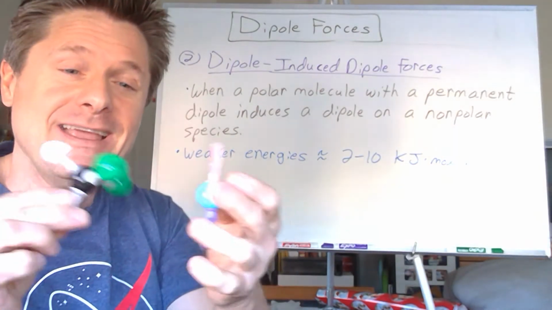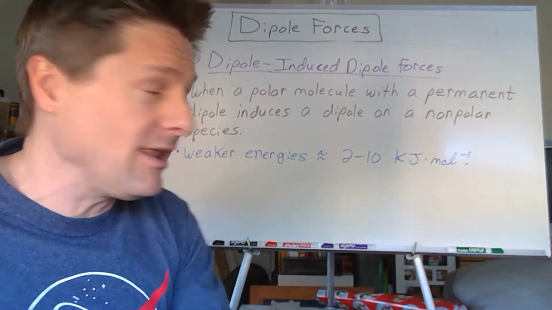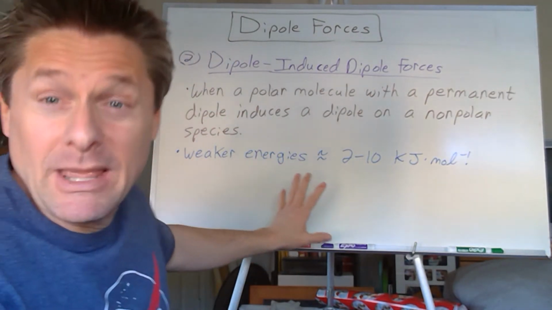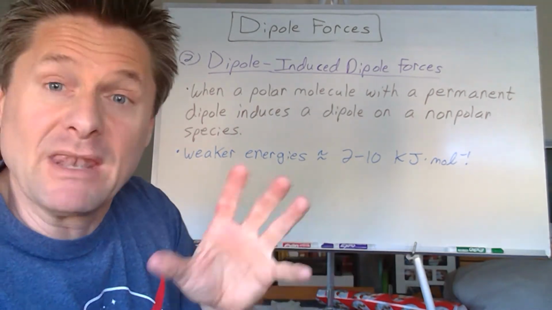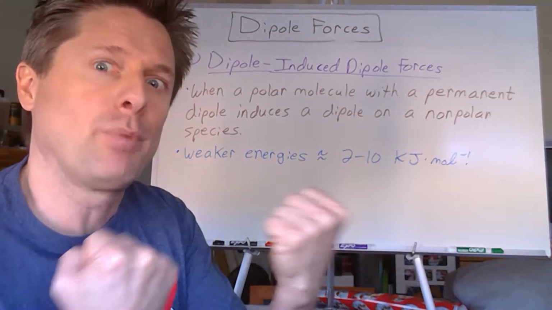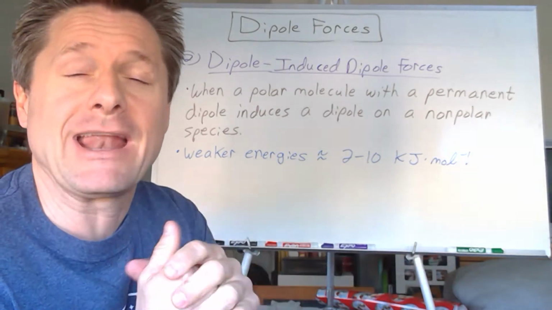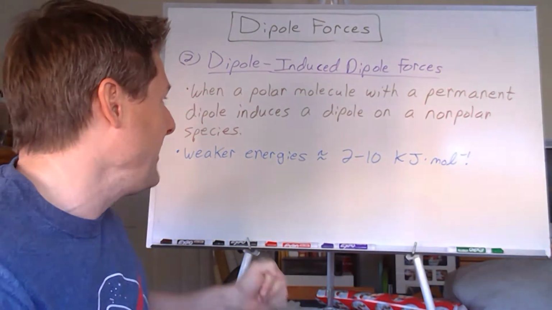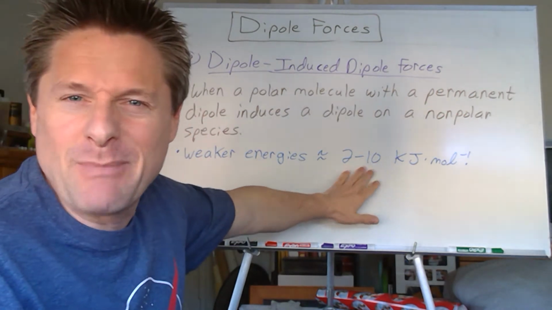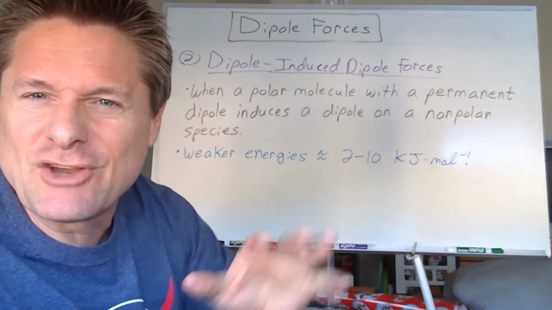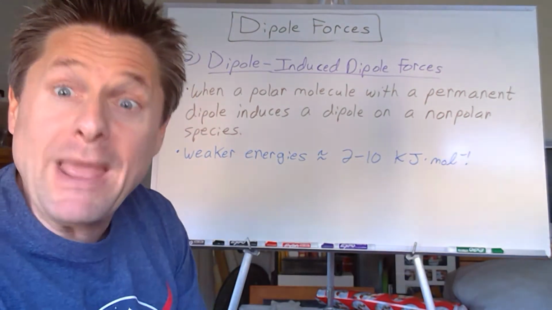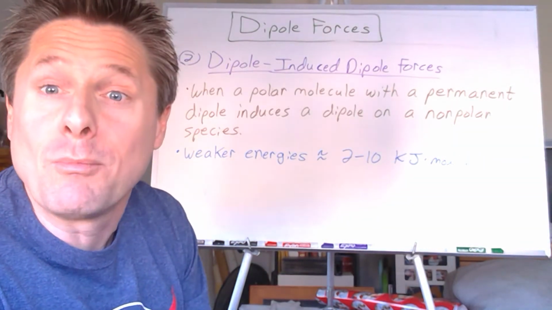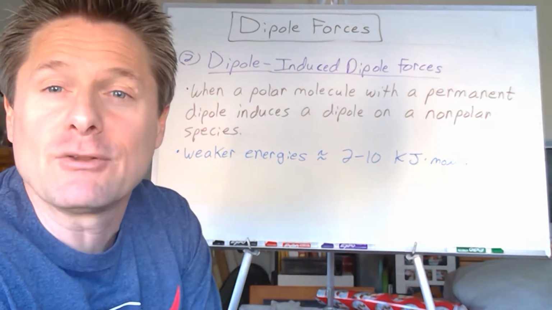Remember induction, where it's going to distort the electron cloud? Now that's going to be a lot weaker than a dipole. Not a lot, but weaker than dipole-dipole. If you have 2 permanently polar molecules, those electrostatic attractions are going to be stronger than if only one of them is polar. So this drops down to about 2 to 10 kilojoules per mole, a range depending on how polar the polar molecule is, or how strong its molecular dipole moment.